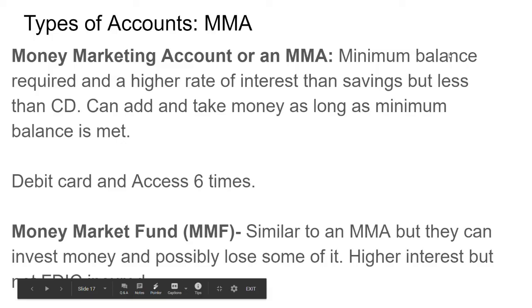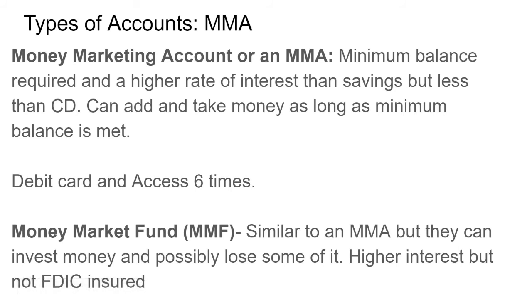Types of account, money market account, or an MMA. So for this account, a minimum balance is required. And in return, you get a higher rate of interest than a savings account, but less than a CD. You can add and take money as long as a minimum balance is met. You receive a debit card, and you get access to it 6 times.